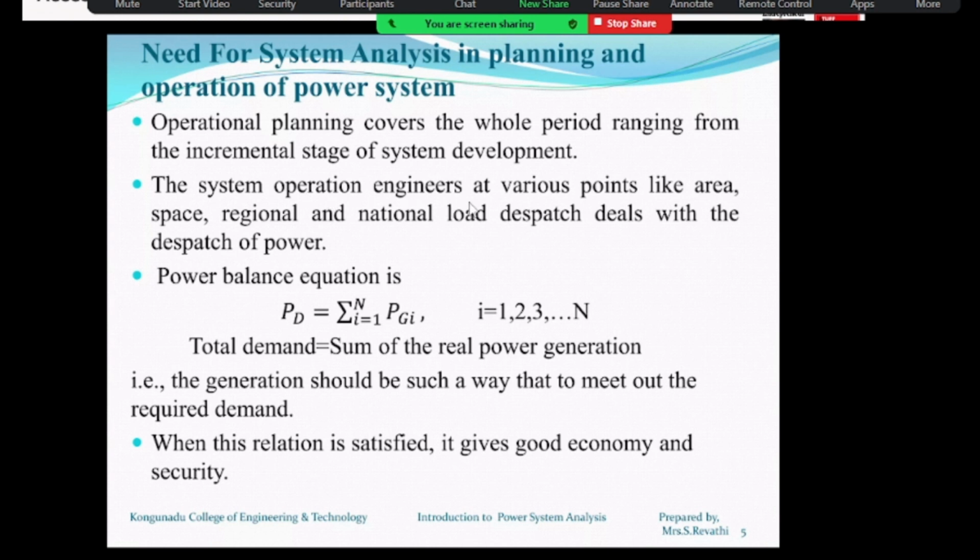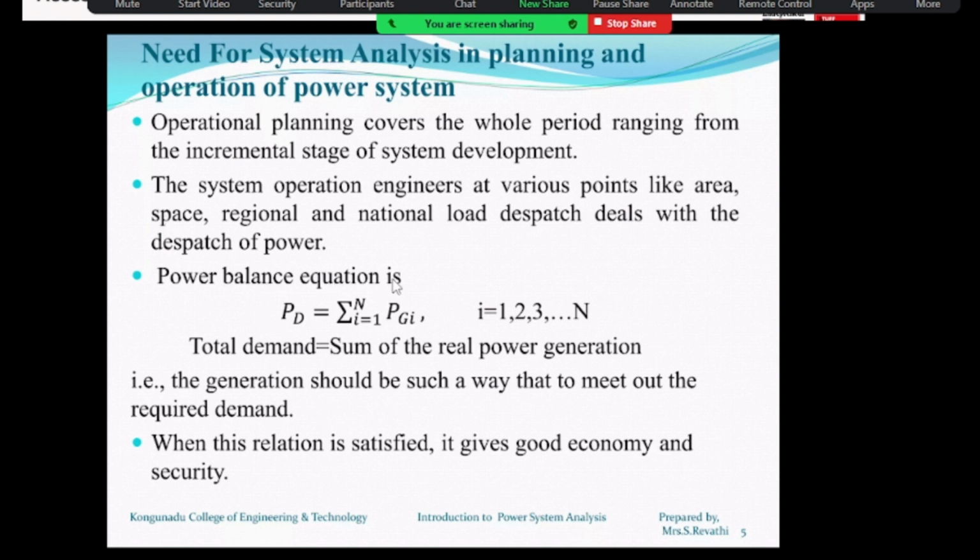The system operation engineer at various points like area, state, regional and national load dispatch deals with the dispatch of power. What we do, we do the system operation engineers. They will do the analysis on area and state and regional and the national load dispatch with the dispatch of power. Like they do the analysis on power dispatch, what will be the effect on the power system transmission from distance to distance. If we keep the small distance, what will be the effect on power system transmission parameters? If we keep the long distance, what will be the effect on the power transmission parameters?